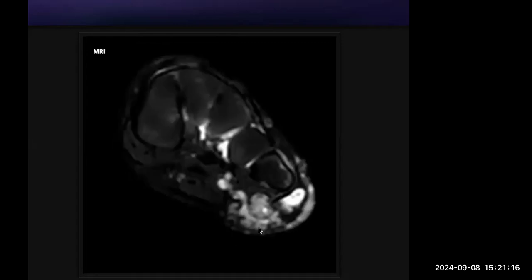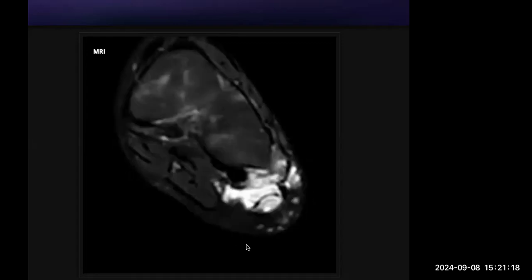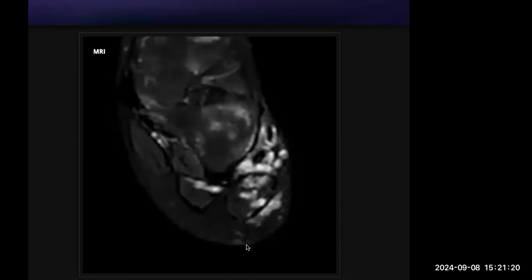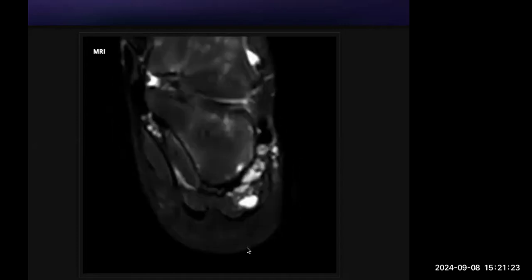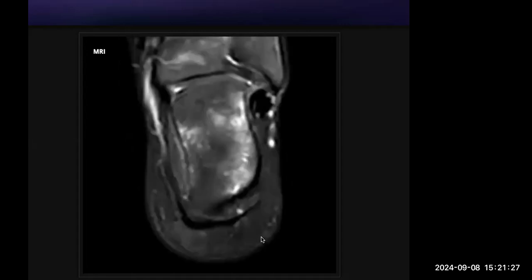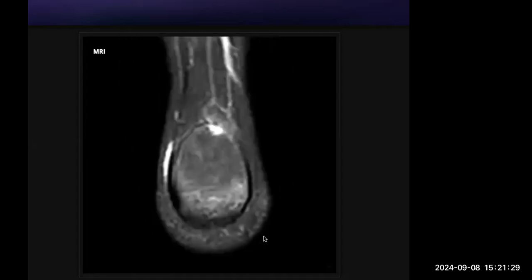I cannot see any flow voids in them, so I suspect that this would be a low flow vascular malformation like a venous or a lymphatic malformation, but a contrast study with angiography would be helpful in characterization, and also to look for the proximal involvement of this lesion.